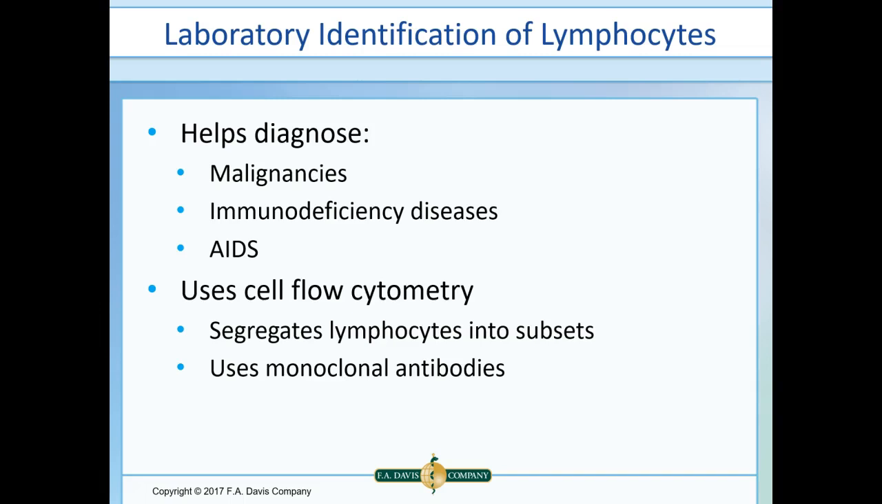AIDS, we talked about. We start with HIV. HIV attacks the T4 helper cells, destroys them. Then we move to acquired immunodeficiency syndrome once those T cells are destroyed.